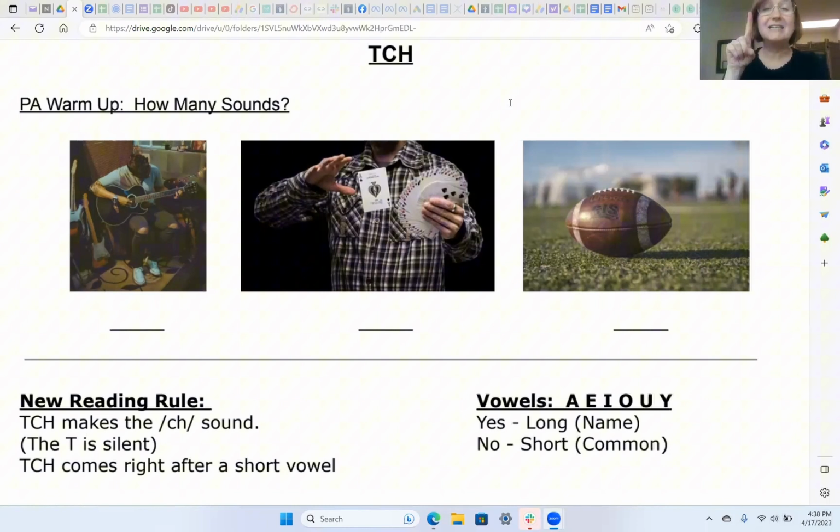Guitar has G, I, T, R sounds. I'll do that again. Guitar has G, I, T, R. That A is making the ah sound because of that R after it. And that's what we are going to learn all next month. Whenever an R comes after a vowel, it's going to change the sound of that vowel.